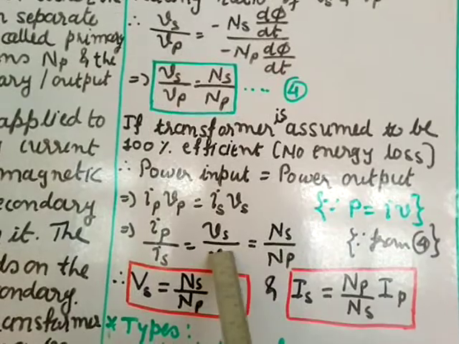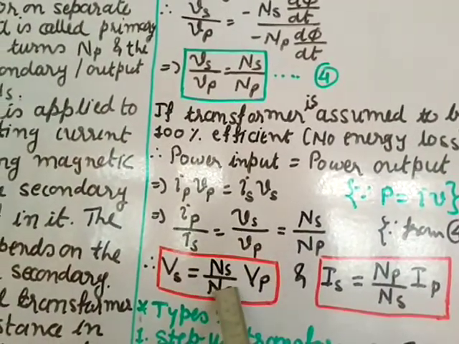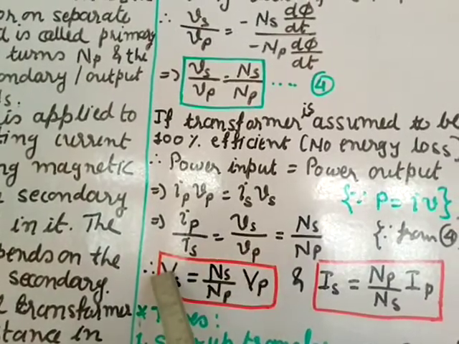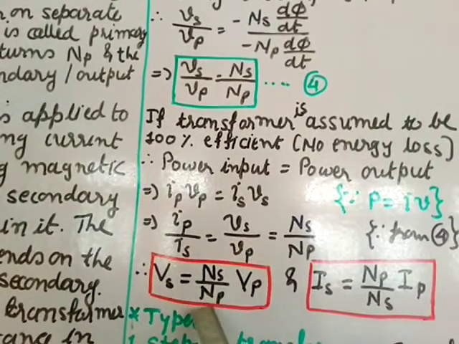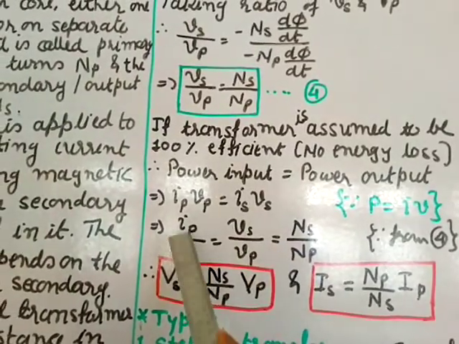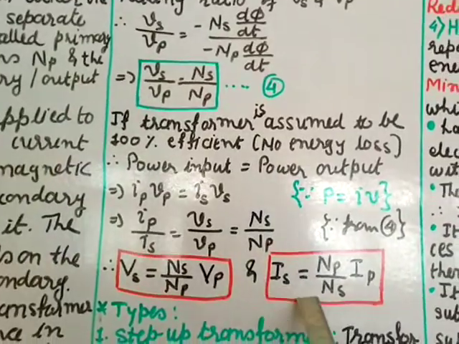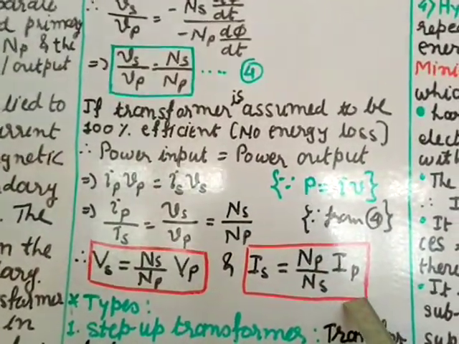So for the voltage I will compare these two, and for the current I will compare these two. Okay, so let us find voltage first. Comparing these two, Vs is equal to Ns by Np into Vp. And comparing these two, Ip by Is is Ns by Np, so you get Is is equal to Np by Ns into Ip.